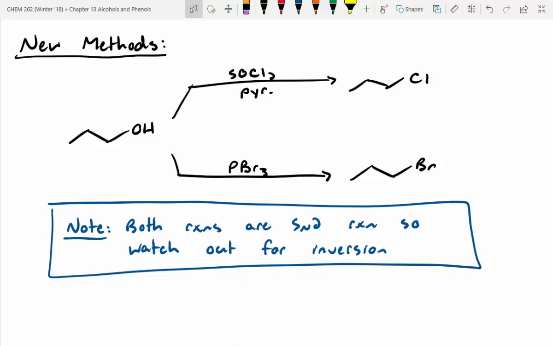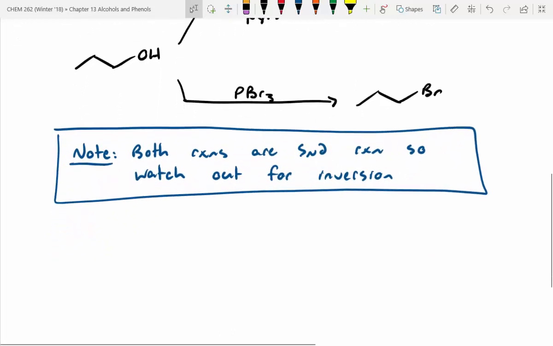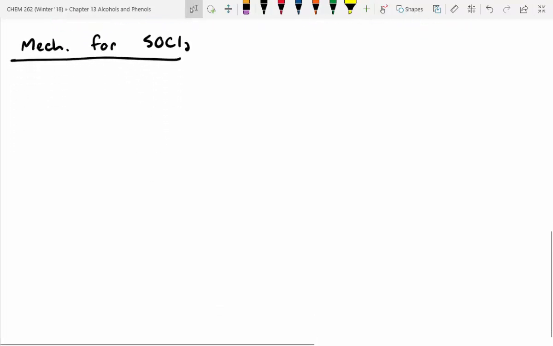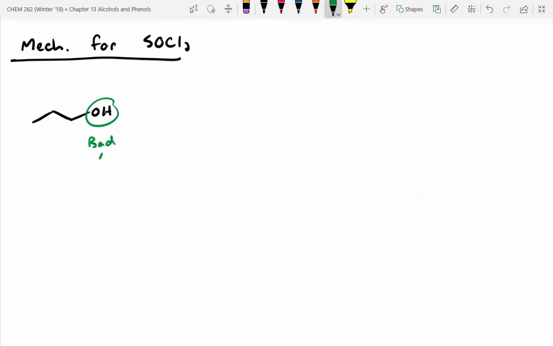So let's take a look at the thionyl chloride mechanism. That's that first one with chlorine. It's a pretty neat mechanism. We're going to start out with our alcohol. And like I said, alcohols don't do substitution chemistry because they have bad leaving groups. So the whole goal with this mechanism is to convert this OH into a better leaving group.